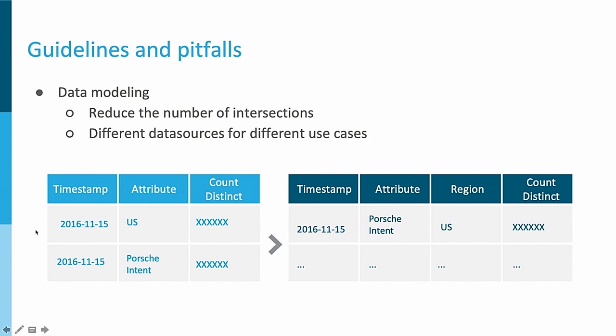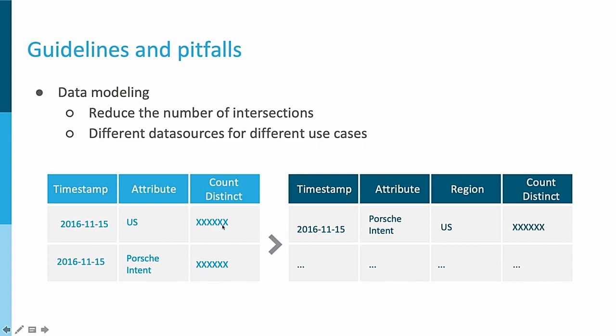Initially, our data model was a column for timestamp and a column for attribute, and everything was an attribute. So Porsche intent was an attribute, US was an attribute, you name it. And the count listing is basically the metric column I mentioned earlier. If we wanted to know how many devices are from US and have the Porsche intent attribute, we needed to intersect these two rows.